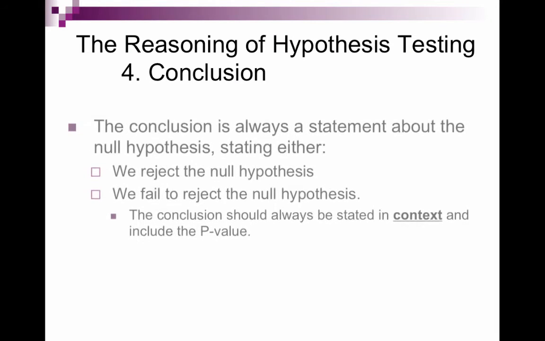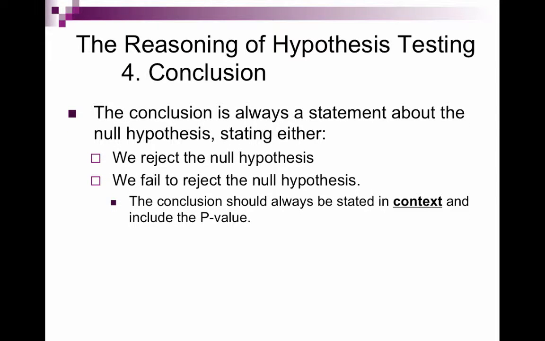The fourth part is the conclusion. The conclusion is always a statement about the null hypothesis. You are either stating that we reject the null hypothesis or we fail to reject the null hypothesis. We reject it if we have a small p-value, and we fail to reject it if we have a large p-value. The conclusion should always be stated in context and include your p-value. Every conclusion is worth 3 points. You are going to have to give one of these two statements.